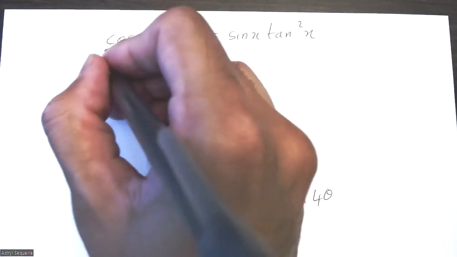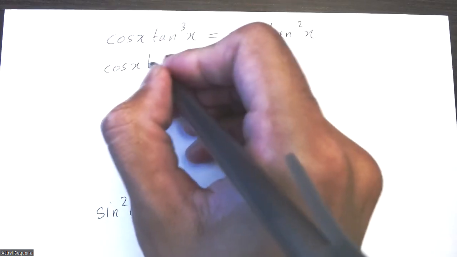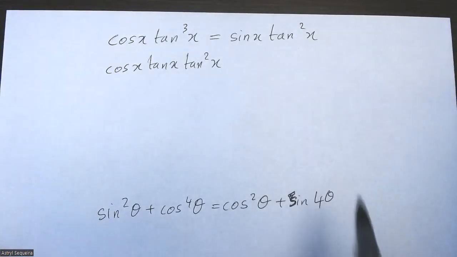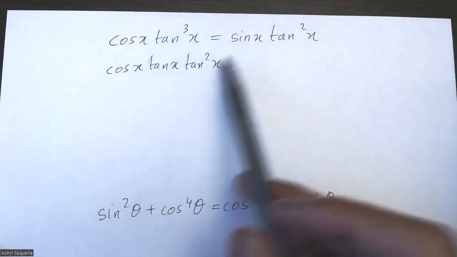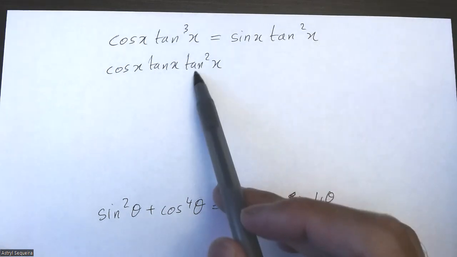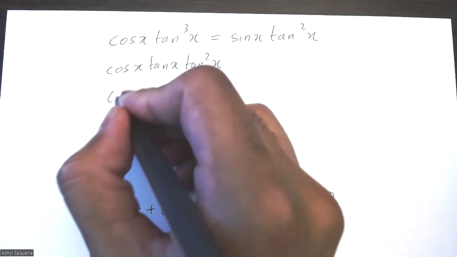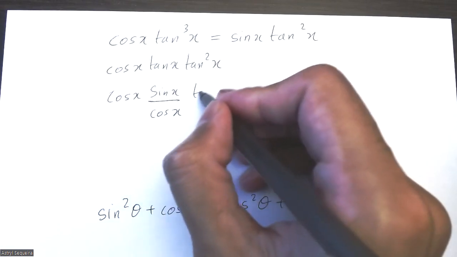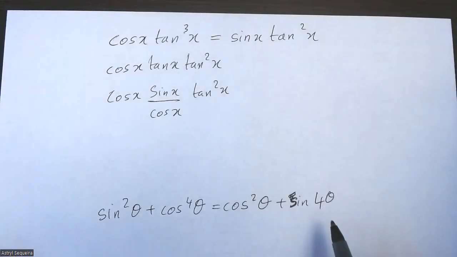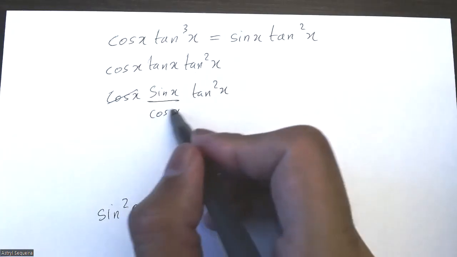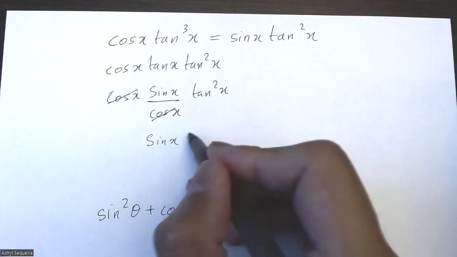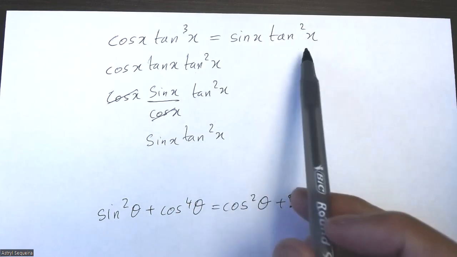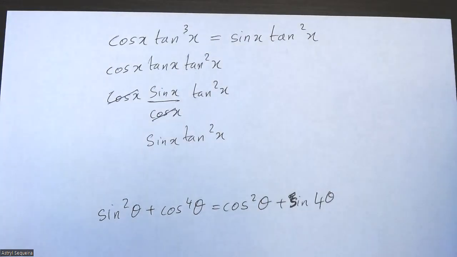I'm going to split this tan cube into tan x times tan squared x. And now you can see tan square and tan square match, so that's the reason why I did that. Next, I'm going to convert this tan x into sine x divided by cos x. Tan square x just stays the same. And now these two coses just cancel, and you're just left with sine x tan square x, which is basically the same as the other side. So we don't even have to work on the other side for this one.